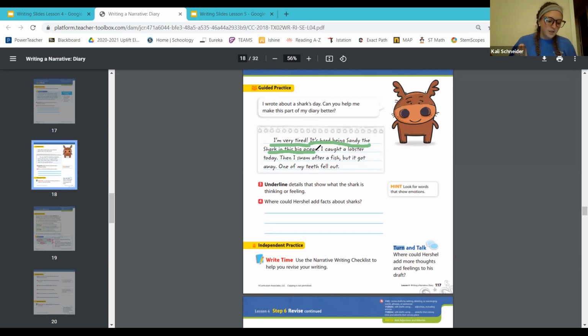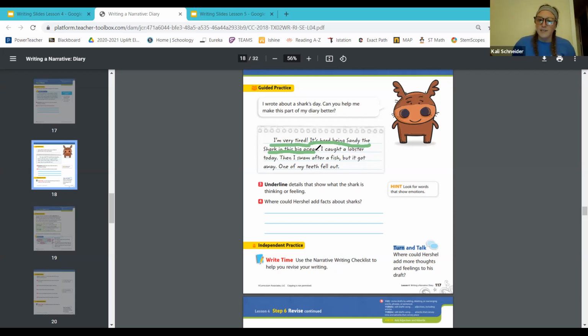All right. What details could Herschel have added about where Sandy lives? Could he give more details about the setting, other than the big ocean? I think Herschel could have given us more information. He could have added which ocean it is, maybe the Atlantic, the Pacific, different oceans. Maybe it's a river, something like that. Or he could tell if Sandy lives near the shore or in the middle of the ocean or at the bottom of the ocean. So we can give more detail about where Sandy the shark lives.